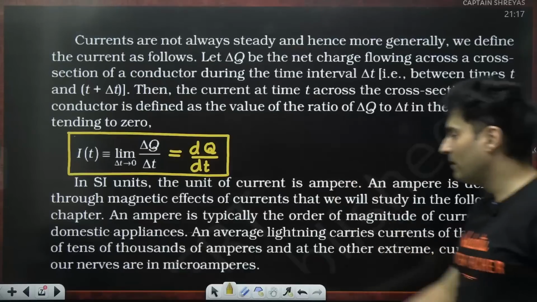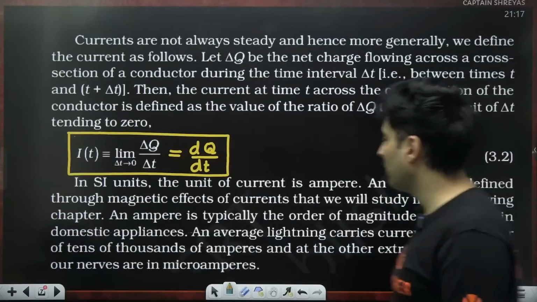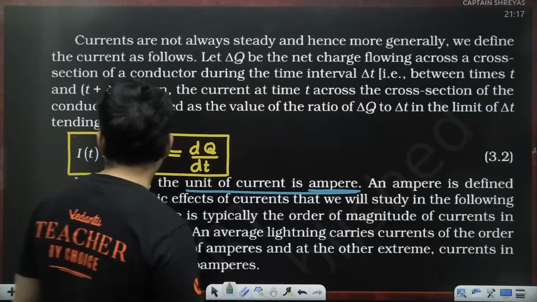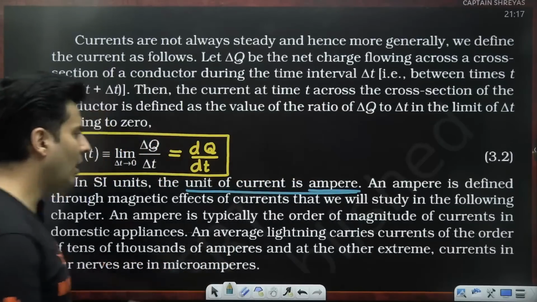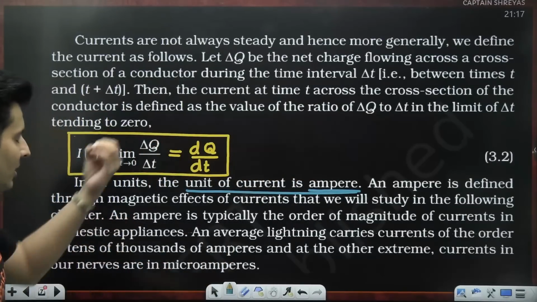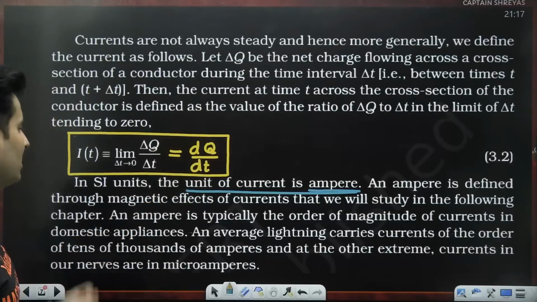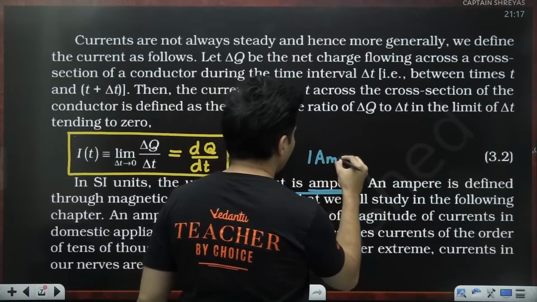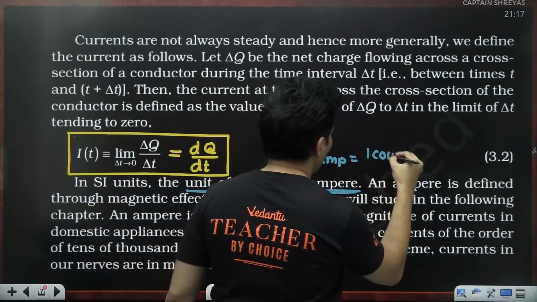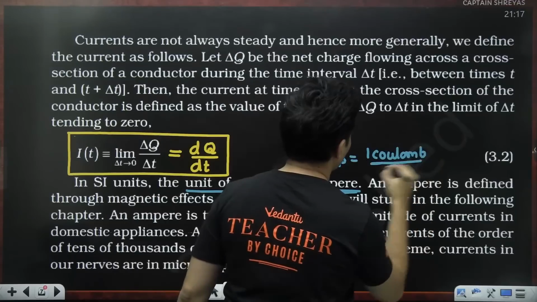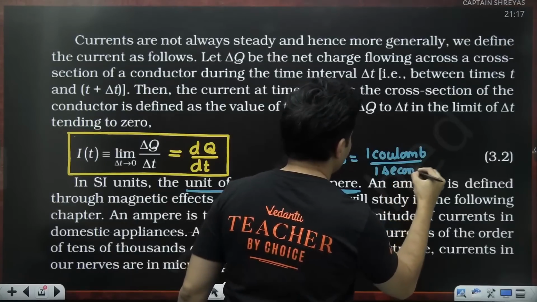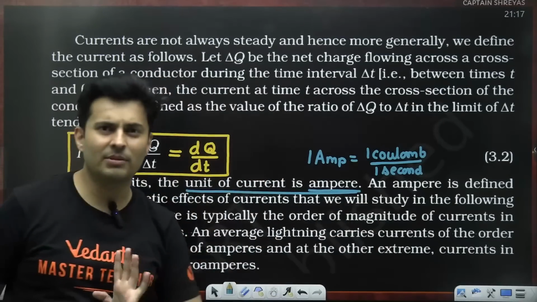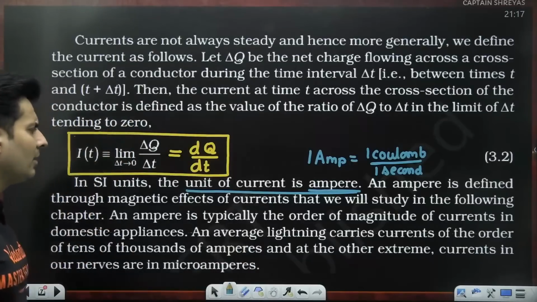And the unit of current also has been defined right over here. The unit of current is basically ampere, and ampere is nothing but how much charge flows per unit time. It is a coulomb of charge which goes in 1 second. So remember this, 1 ampere is nothing but 1 coulomb which goes in 1 second. Now this is a very informal definition. The formal definition comes in magnetism chapter. You will see why later on, but don't worry about it.